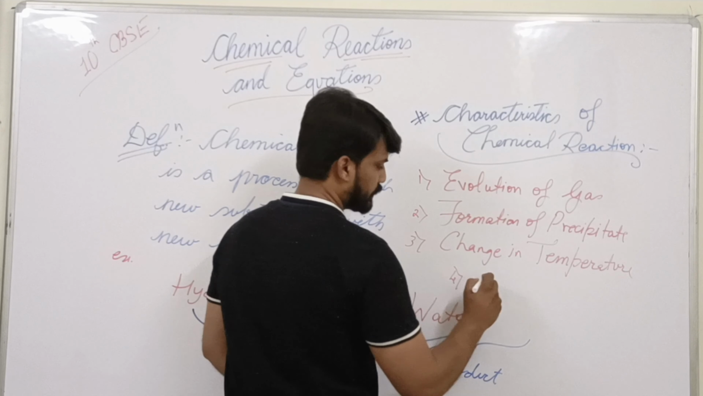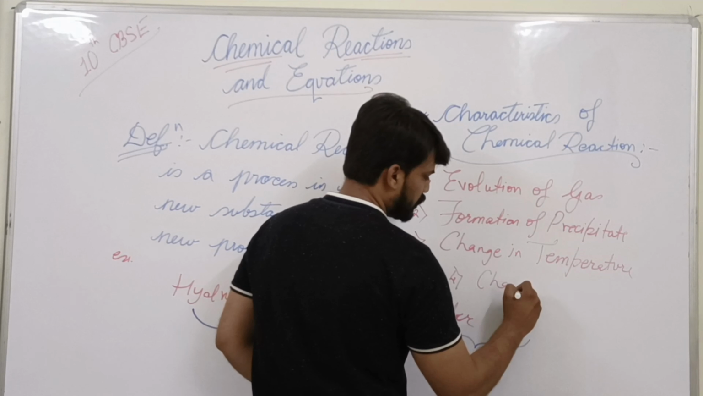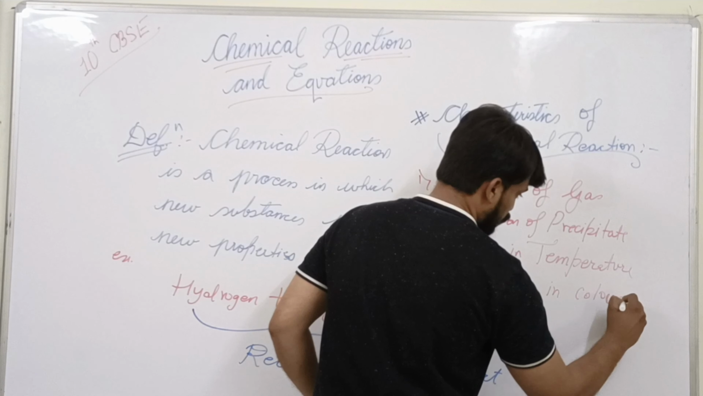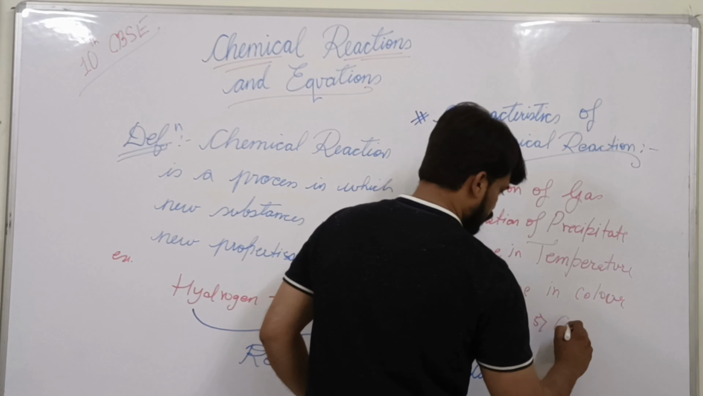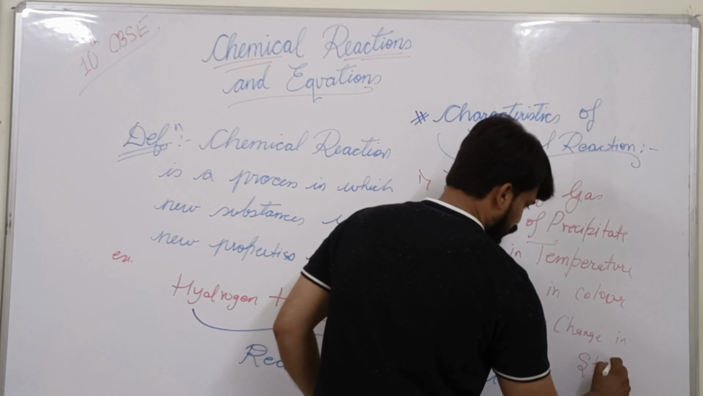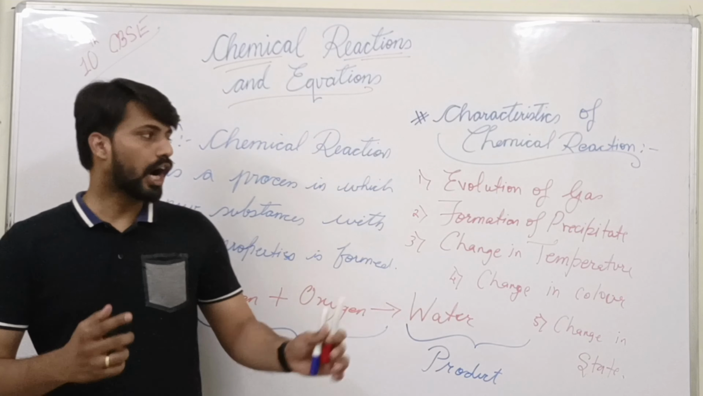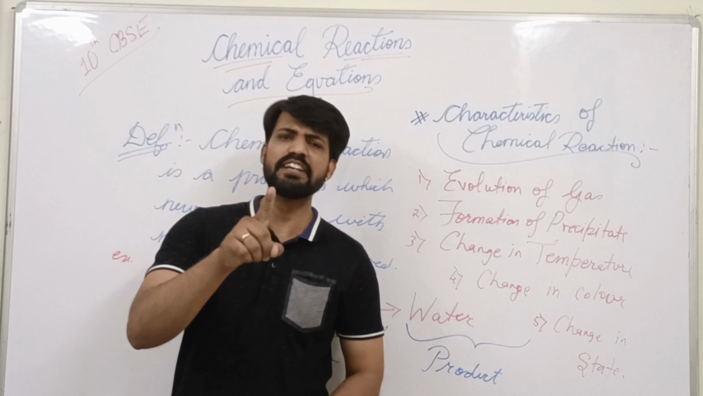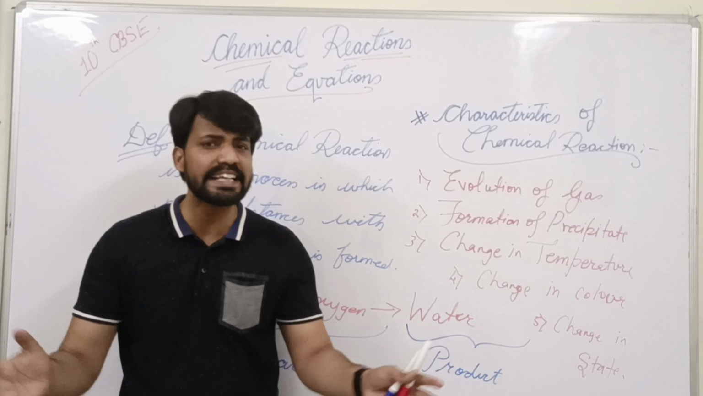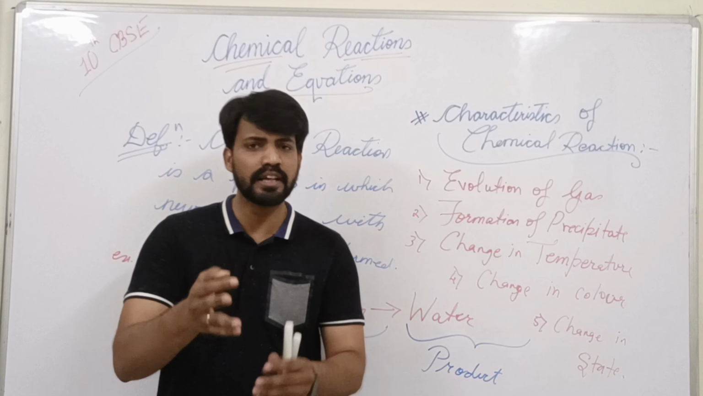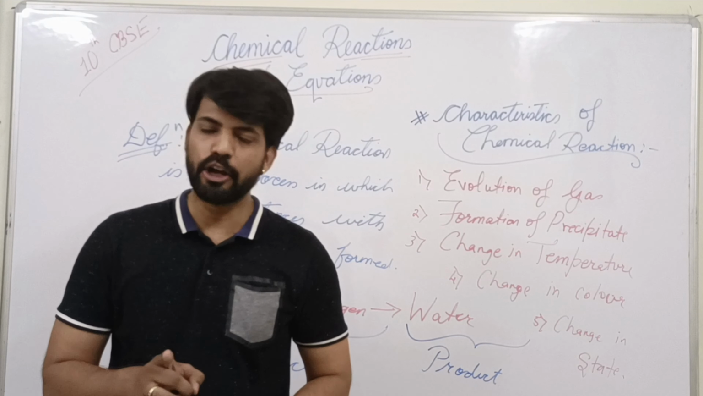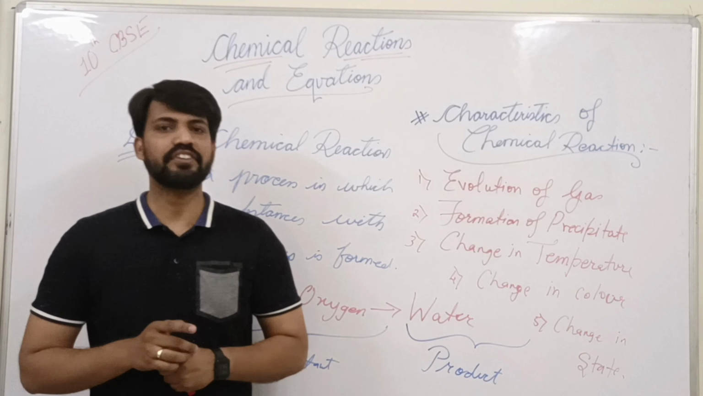Fourth we have change in color, which is also the most important. And the last but not least is change in state. So out of these five characteristics, if any one or more than one has been observed in any reaction, then we can say that yes, a chemical reaction has been done. I hope this part is clear to everyone.